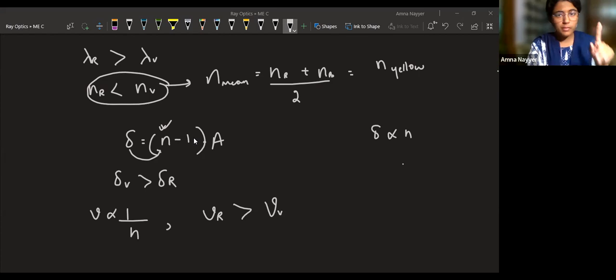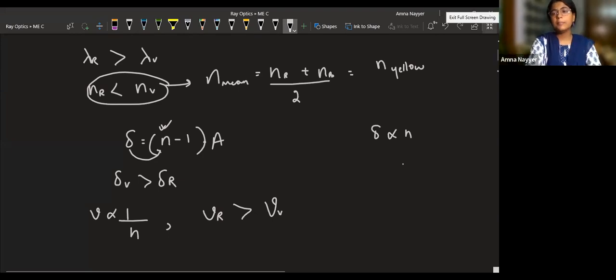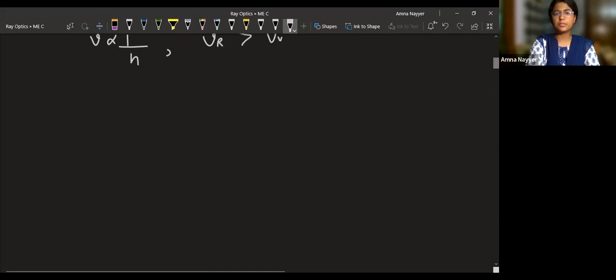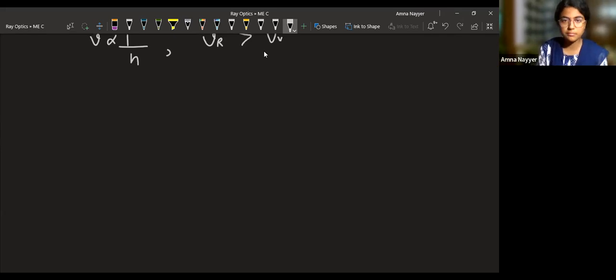Okay, now coming to the topic, dispersion, as I've already told you, we have to discuss it. In case of dispersion, first you have to have the idea of what is meant by a dispersive medium. Depending upon the medium, you have two types of medium. One is known as a dispersive medium, the other is known as a non-dispersive medium.